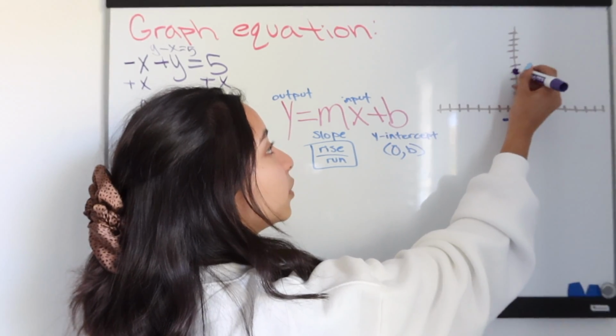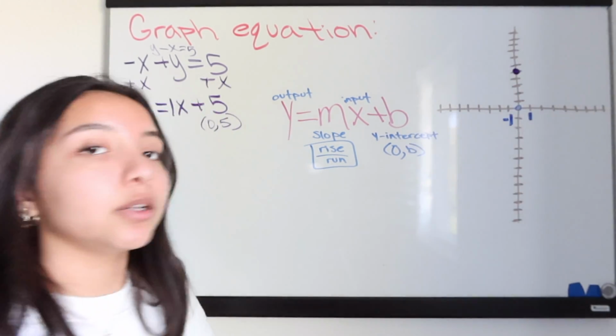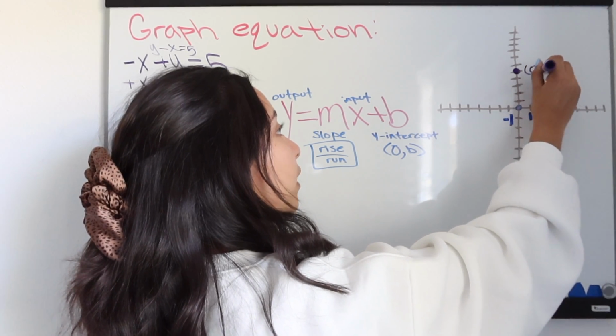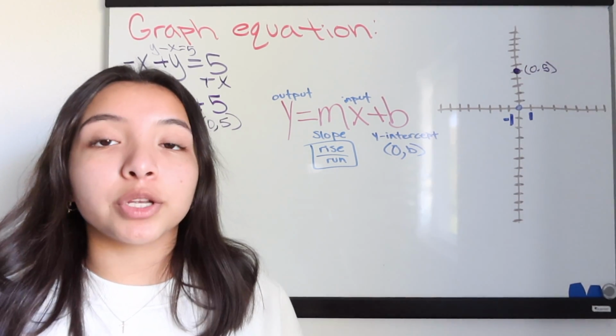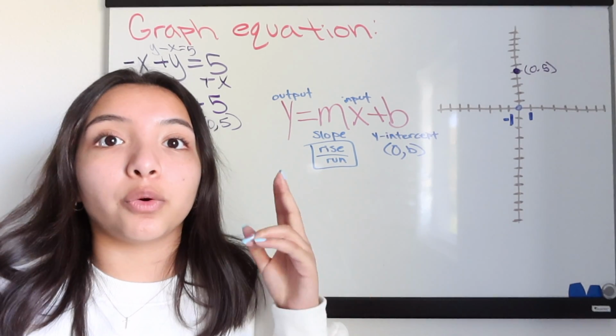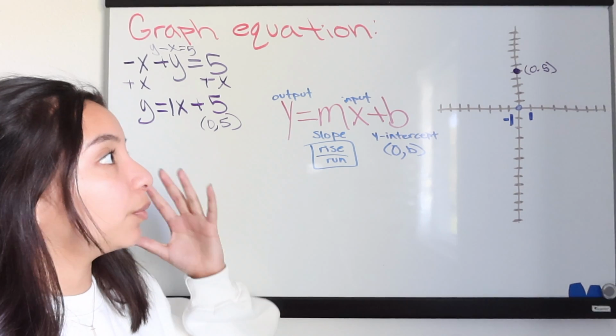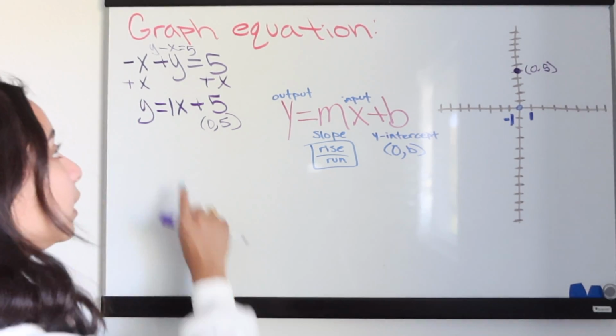So this is our first point. This is the y-intercept, and we could write its coordinates, 0, 5. When you're graphing a linear equation, you need at least 2 points in order to actually graph it. So we still need 1 more point, and we will find that other point by using the slope.